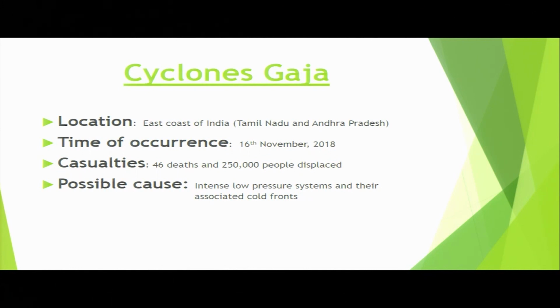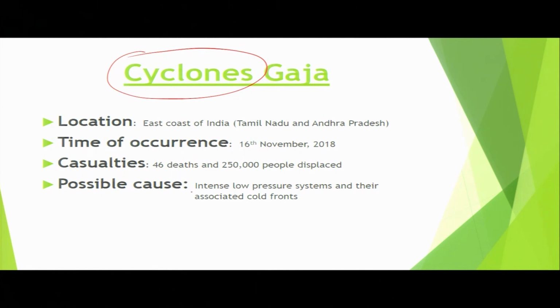Time of occurrence was 16 November 2018. Casualties: 46 deaths, and 2,50,000 people were displaced because of this cyclone. And these cyclones are very common on the east coast of India. As you can see, 2016 Vardah and now cyclone Gaza.